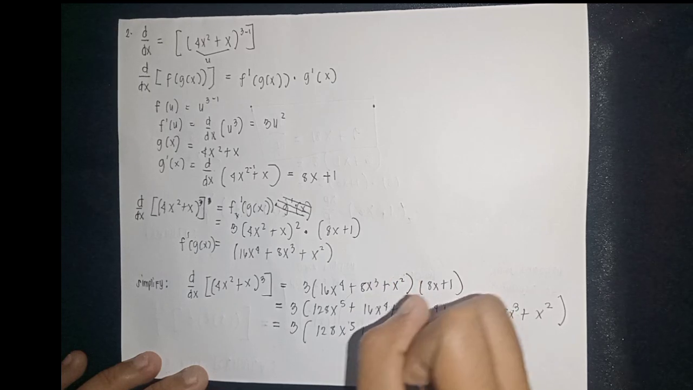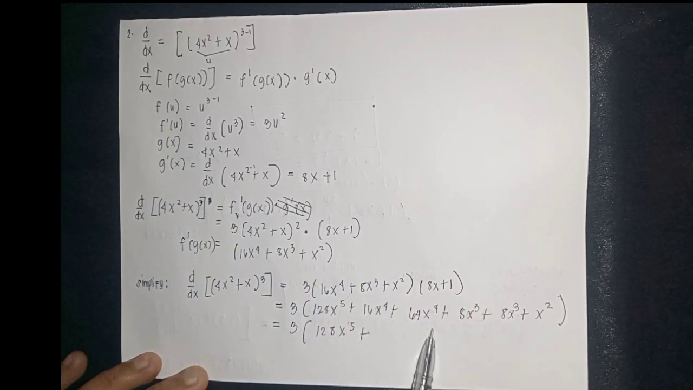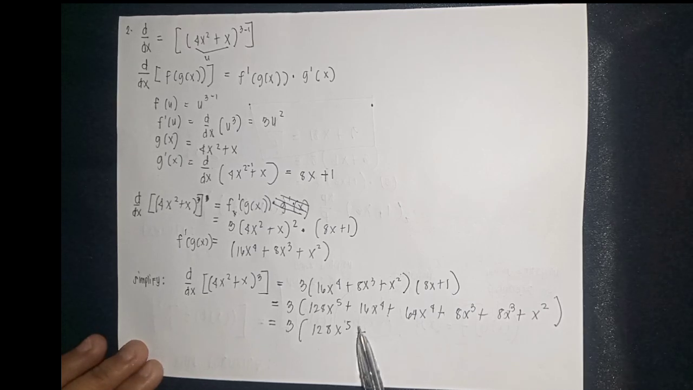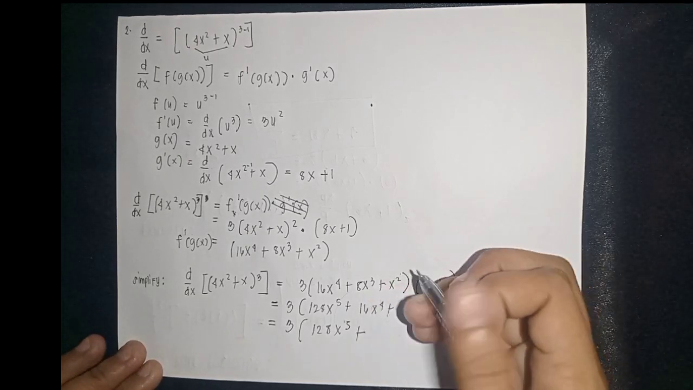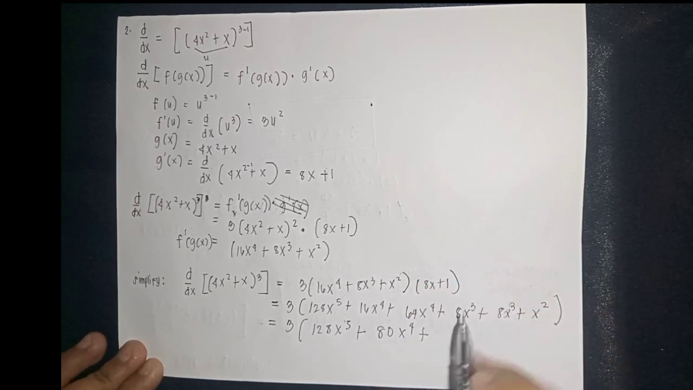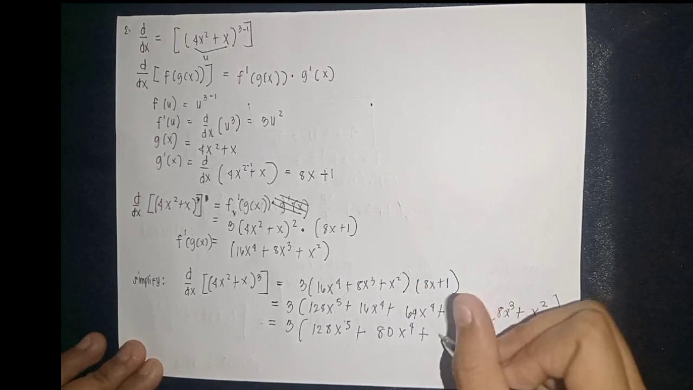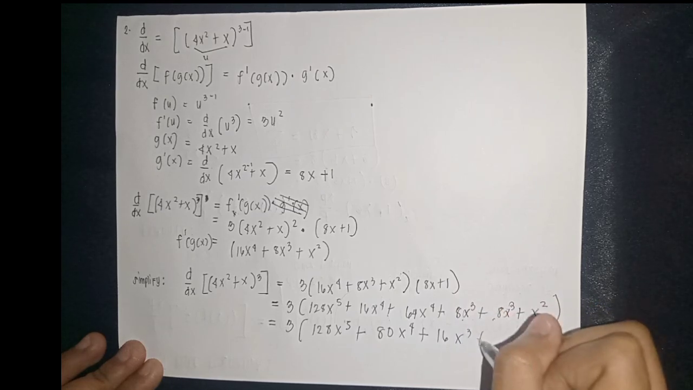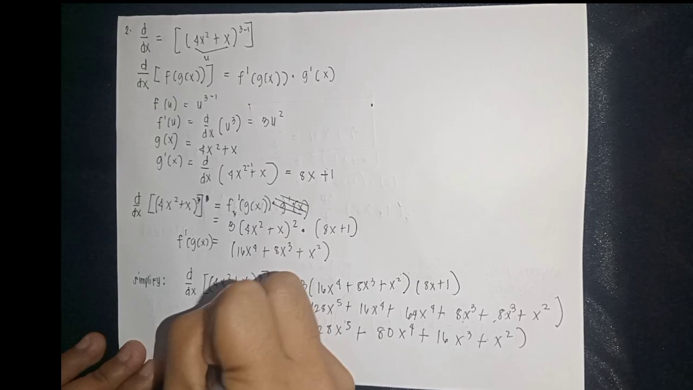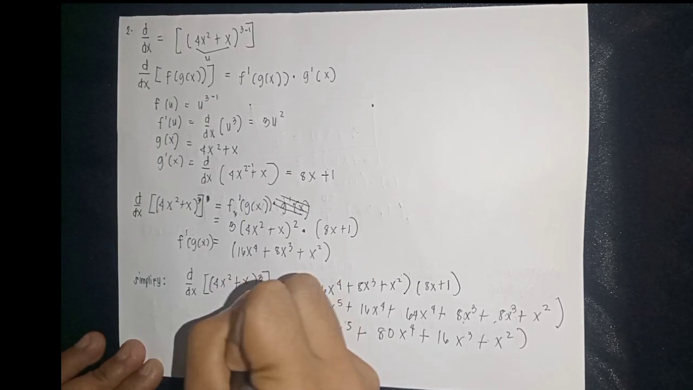So let's bring down the 128x raised to 5. So we have to add the 16x raised to 4 plus 64x raised to 4, so it will equal 80x raised to 4. And then we have to add the 8x cubed plus 8x cubed, so it will equal positive 16x cubed plus x squared.